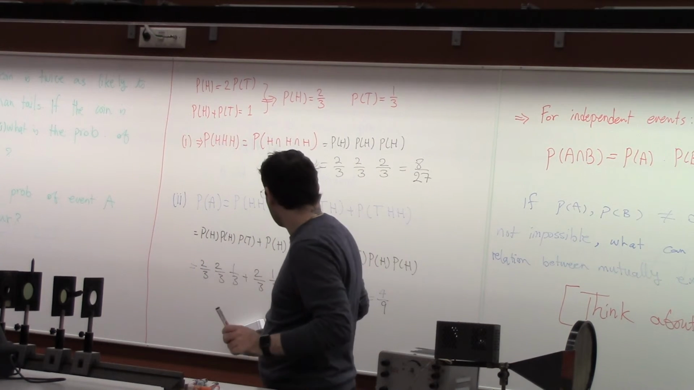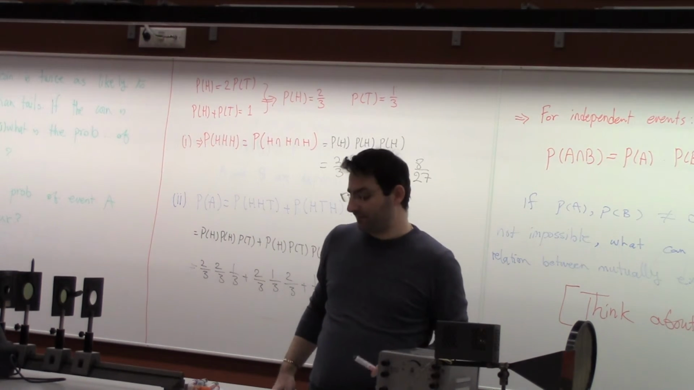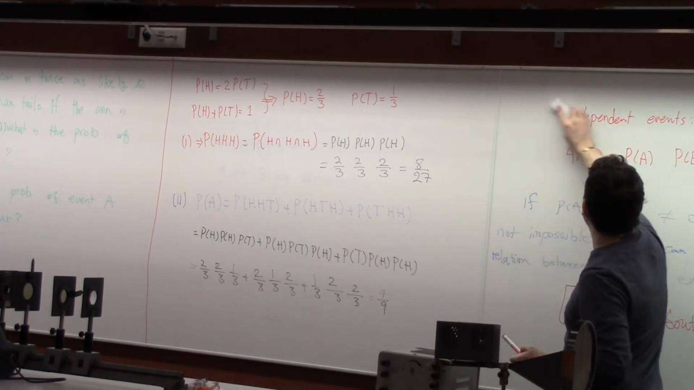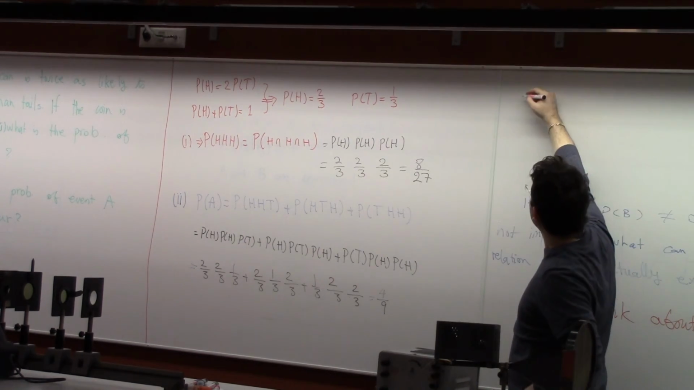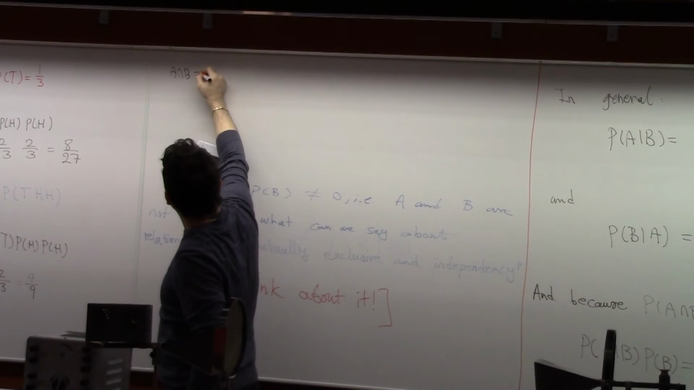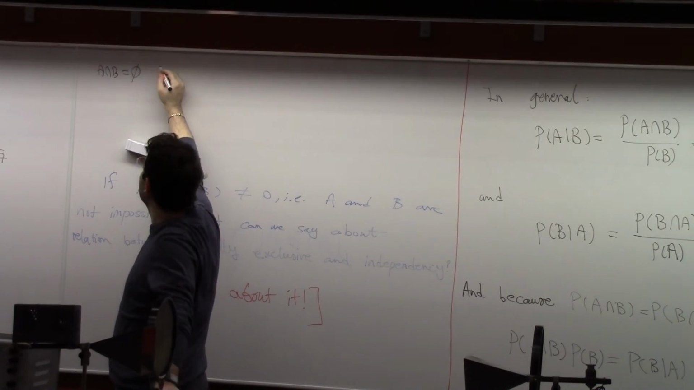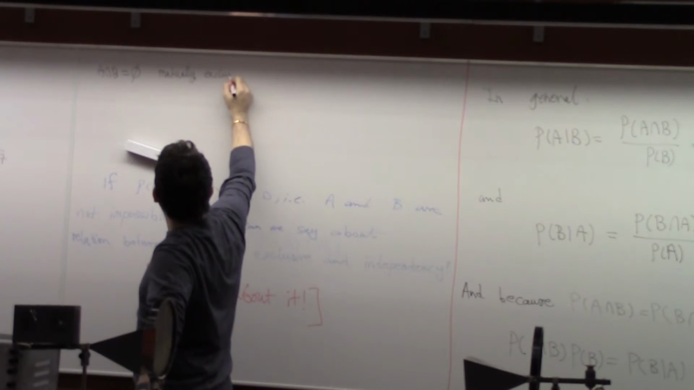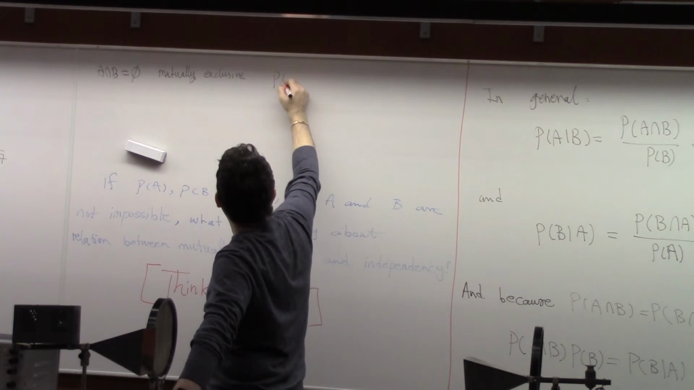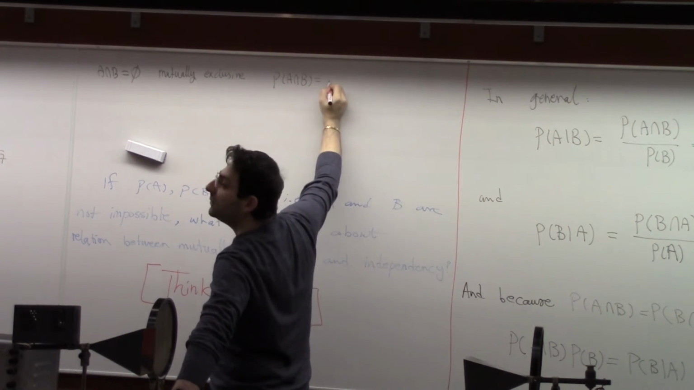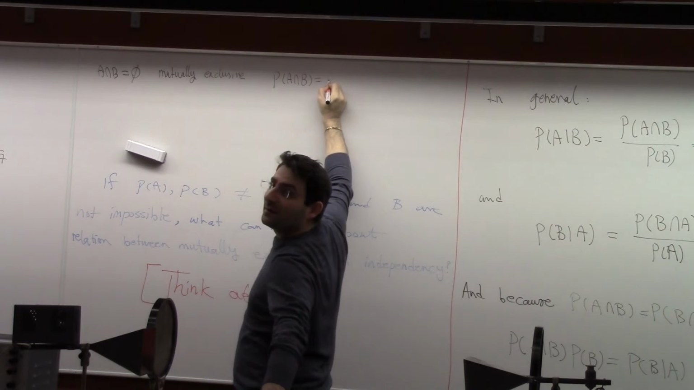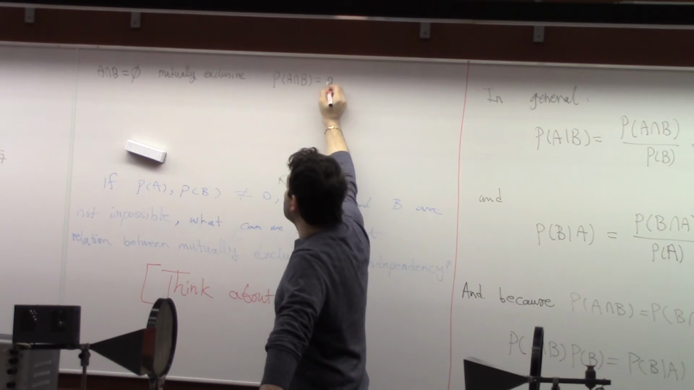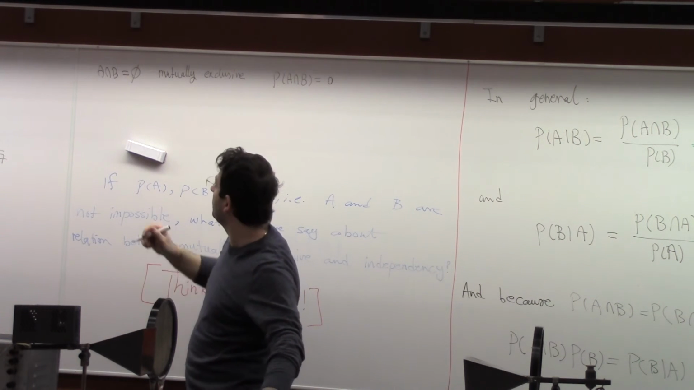Now, if two events are mutually exclusive, it means the intersection is empty, right? So mutually exclusive, which means that the probability of A intersected by B is equal to zero, because the intersection is empty. The probability of the empty set is zero.